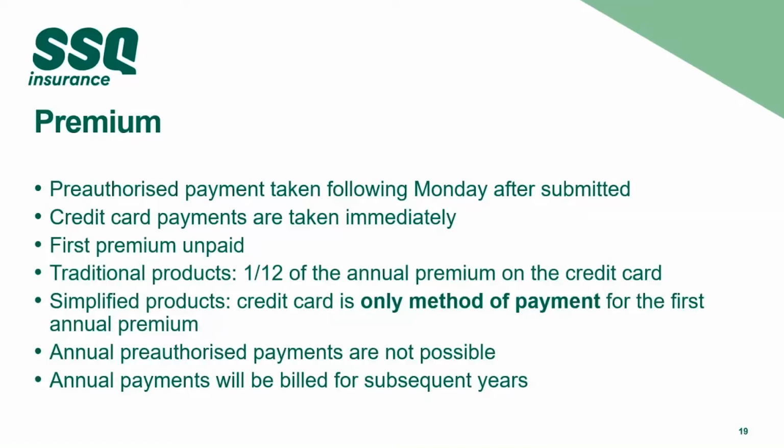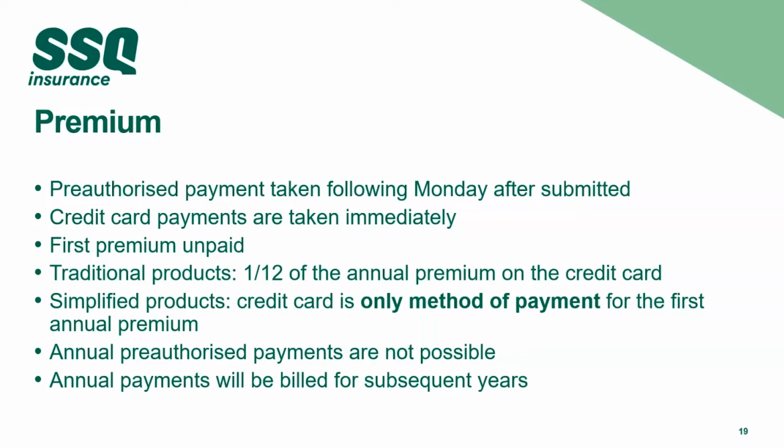All right, there are some differences between the simplified and the traditional products with the premium paid that I want to highlight. The pre-authorized payment is taken the following Monday after submitted. So this hasn't changed. This is the same as our traditional products. And this happens even if the policy goes into review. Credit card payments, however, are taken immediately. So if the premium fails, for example, because of an error on the banking information, we will follow the same process as we do now, and the letter is sent to the client and general agent. The advisors need to make sure that they enter in the correct information as well to avoid a chargeback.